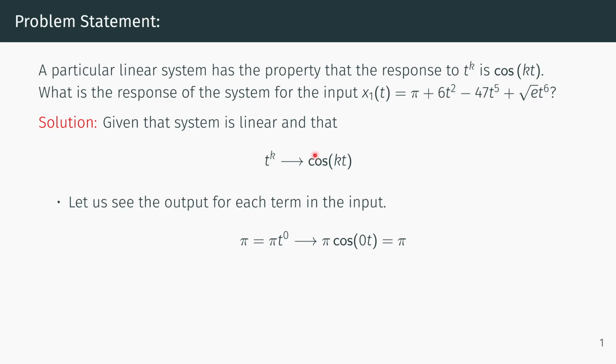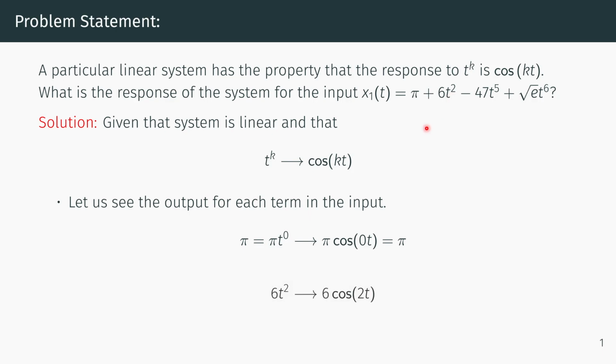But from the given condition, if you replace k with 0, for t power 0, what is the output? Cos 0 times t, which is cos 0. And hence, if you give pi as the input, output would be pi times cos 0 times t, which is given by pi. Now what happens to the second term?